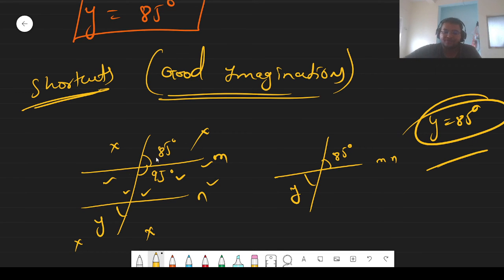It is never like that. It is because this y and this y both are the same. How is it the same? Because they are corresponding angles. That was point number 2. So in that way also, without solving further, I can say y equals 85. Okay.